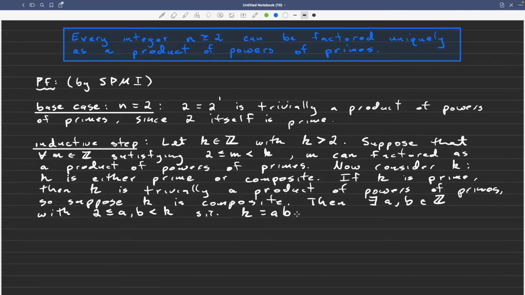So k is not prime, so I can factor it as a times b, where a and b fall in this interval. But this interval right here, we've made an inductive hypothesis about any integer that falls in that interval. In our inductive hypothesis, we said if a number falls in that interval, when we called it m, then it can be factored as a product of powers of primes. So a and b both can be factored as products of powers of primes.